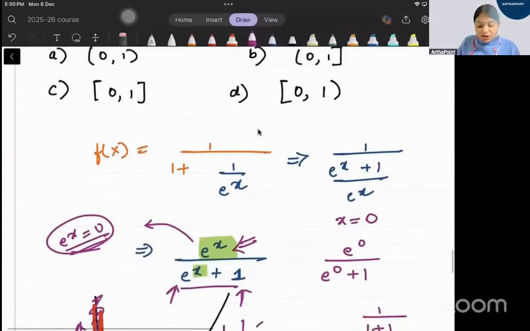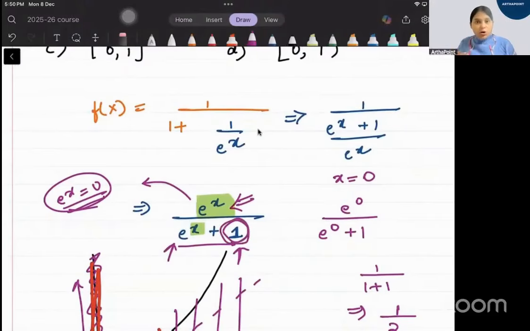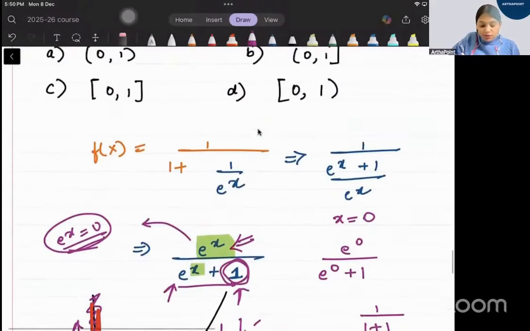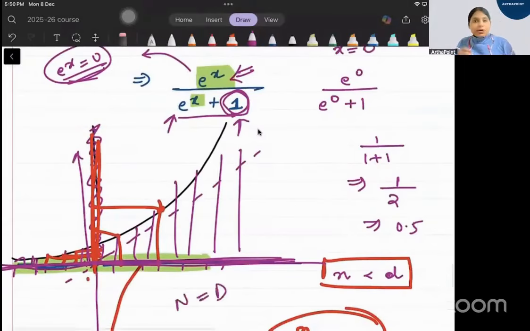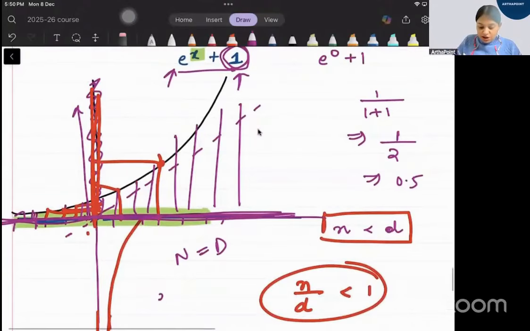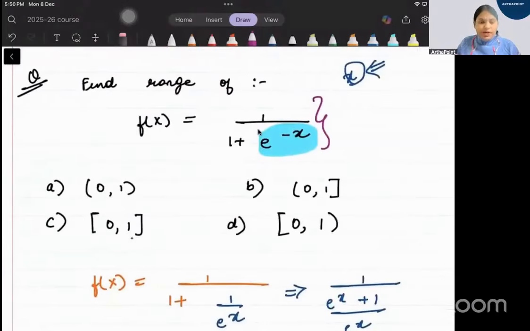And for 1 to be included, if I need this to be 1, I want the numerator to be equal to the denominator. Only then will the fraction be 1. So I need e to the power x equal to e to the power x plus 1. Right? This is what I need. But is this possible? No. So it means 0 and 1 will not be included. Right? So all of you who answered it as A, that is the right answer. Okay.